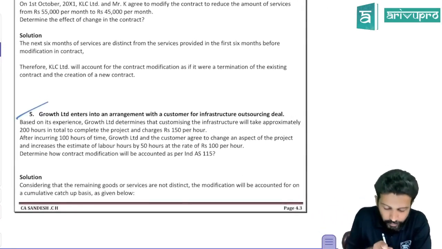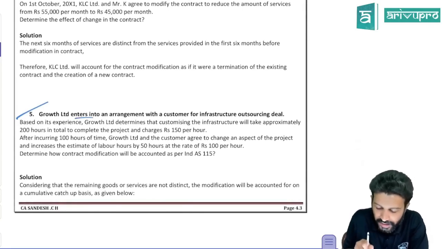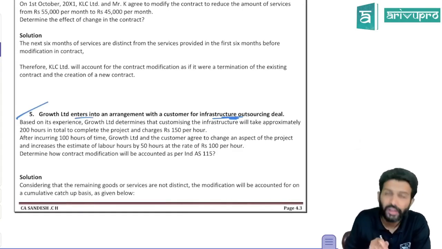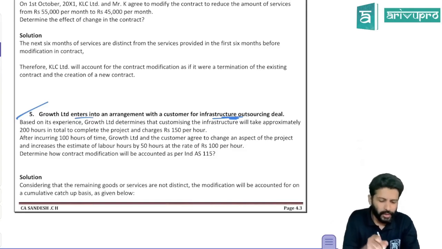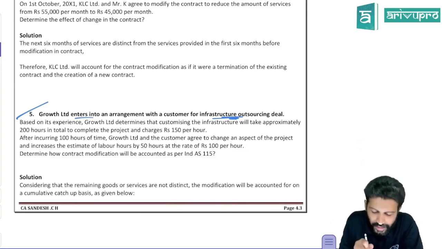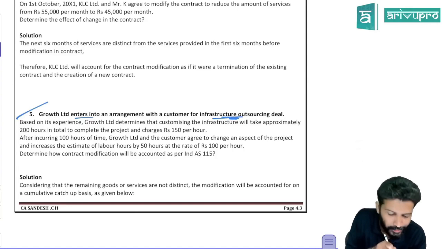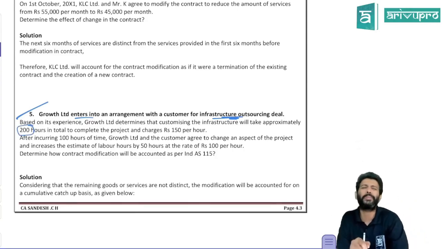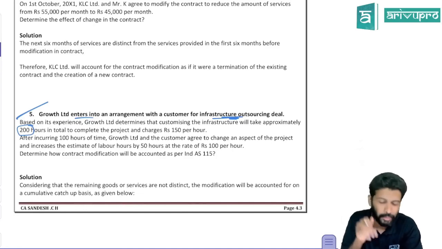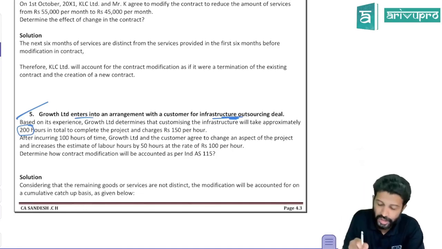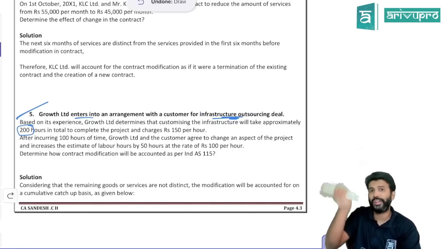Question number 5. Growth Limited enters into an arrangement with a customer for an infrastructure outsourcing deal. Some infrastructure, maybe some building, where we're doing some customization. Based on the experience, Growth determines that customizing the infrastructure will take approximately 200 hours. We are doing some building renovation probably, so we are billing in hours. We thought it will take about 200 hours. The obligation is to do the infrastructure service.